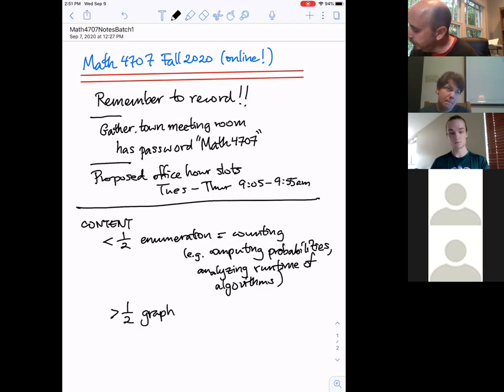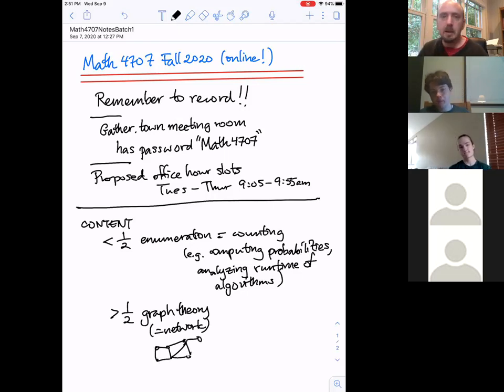And graph here doesn't mean like graph of a function, like from calculus. Graphs are like networks. These are things where you have nodes and vertices and things connecting them, things that look like this. So we'll talk a lot about those objects.